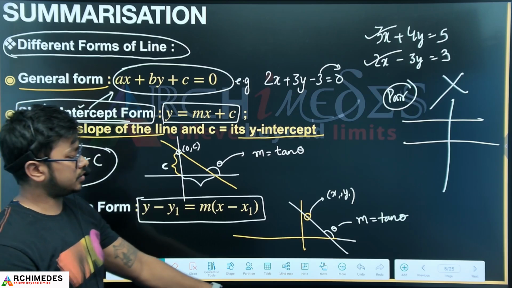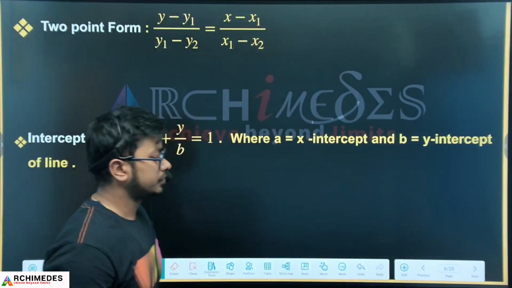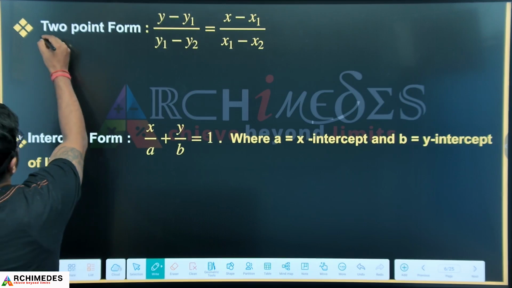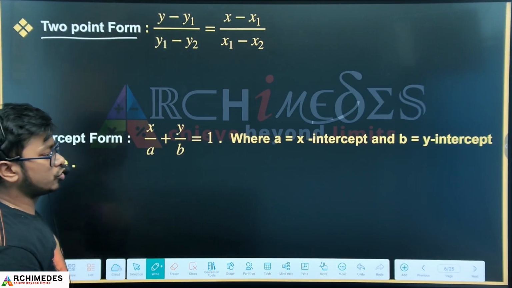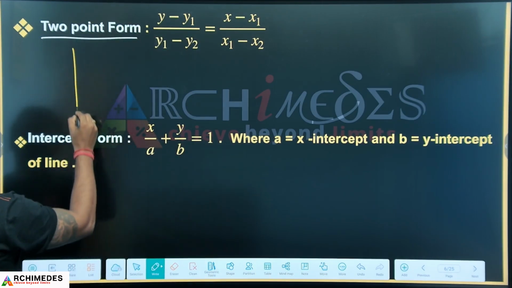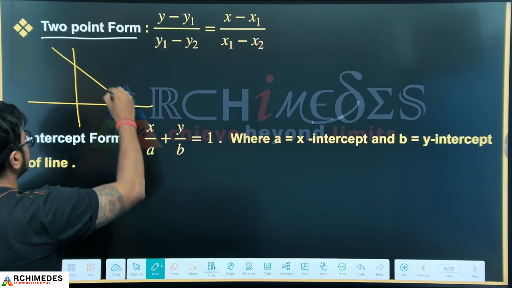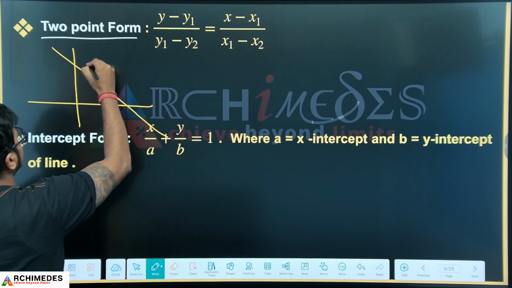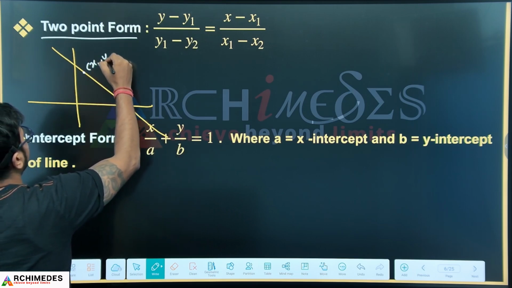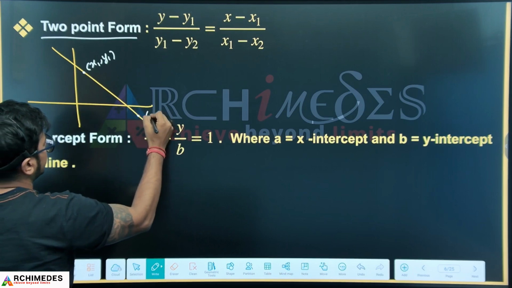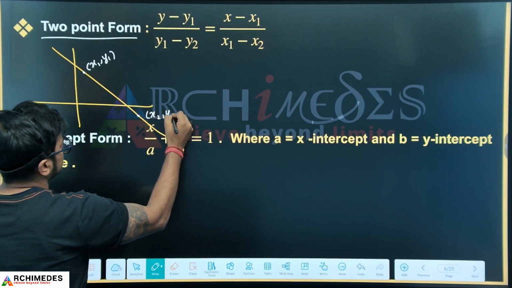Okay. Next. So look, the word itself, two-point form, means that two points are definitely given. Suppose this is the diagram. Let's consider one point as x1 comma y1. Clear? And here is another point, that is x2 comma y2. So it's very easy.